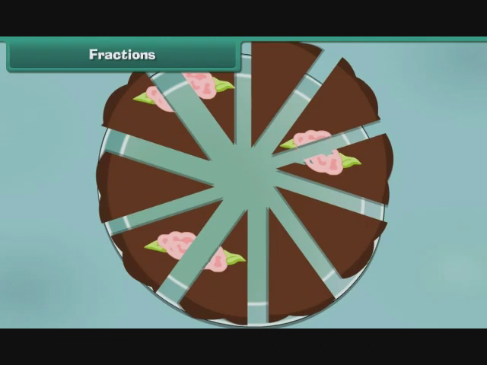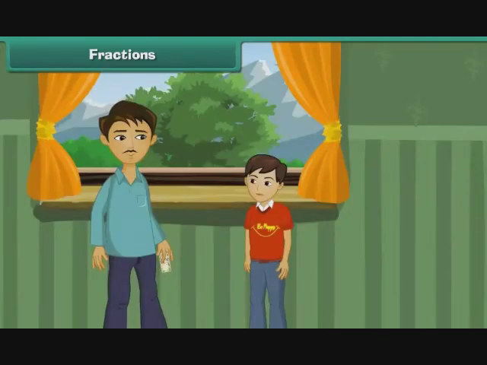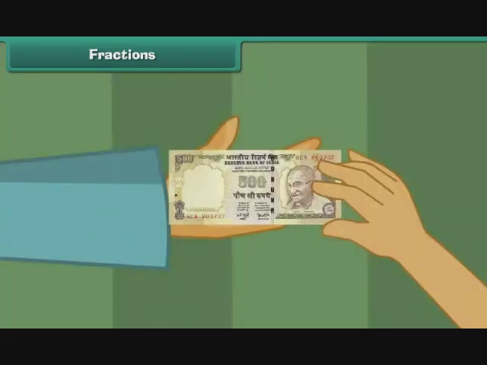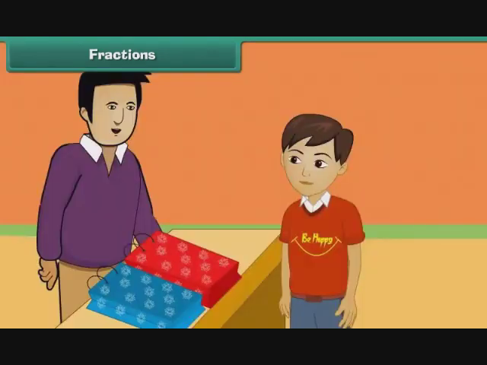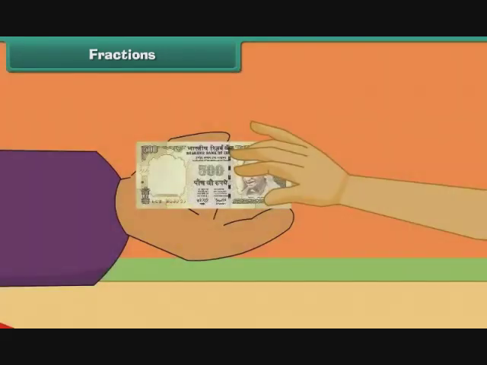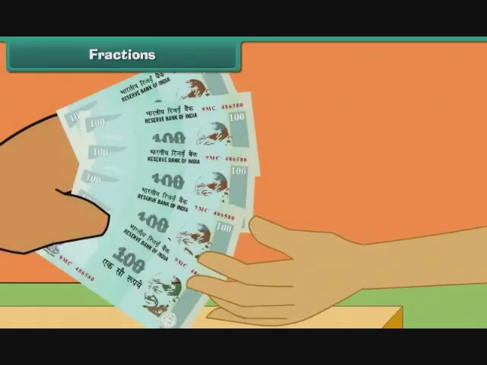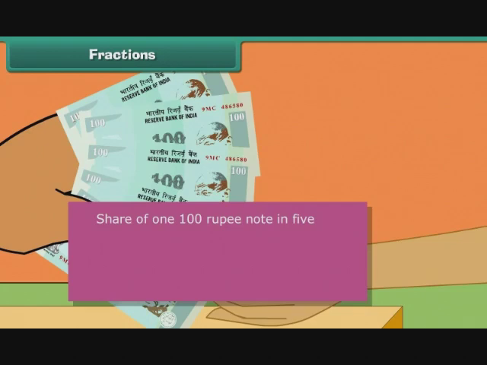Consider another example. Rishabh's father sends him to a nearby shop to get a 500 rupee note exchanged for 100 rupee notes. The shopkeeper accepts the 500 rupee note and gives 5 100 rupee notes in return. Each 100 rupee note is 1 out of the 5 notes. Therefore, 100 rupees constitutes 1/5th of 500 rupees.